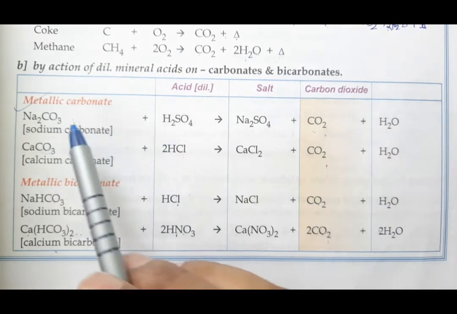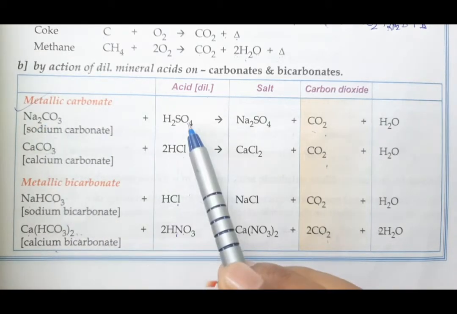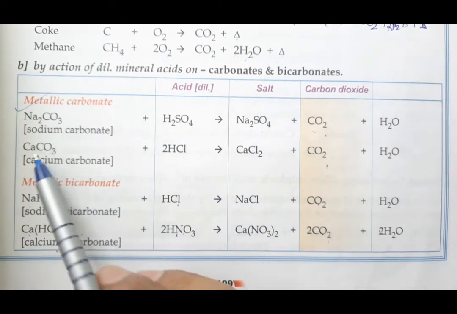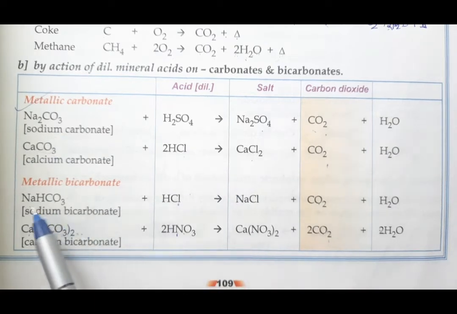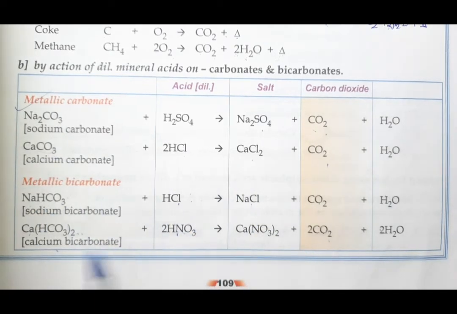Now, what you get here is sodium sulfate, which is here. Here you get calcium chloride, which is here. Here you get sodium chloride, which is here. Here you get calcium nitrate, which is here.